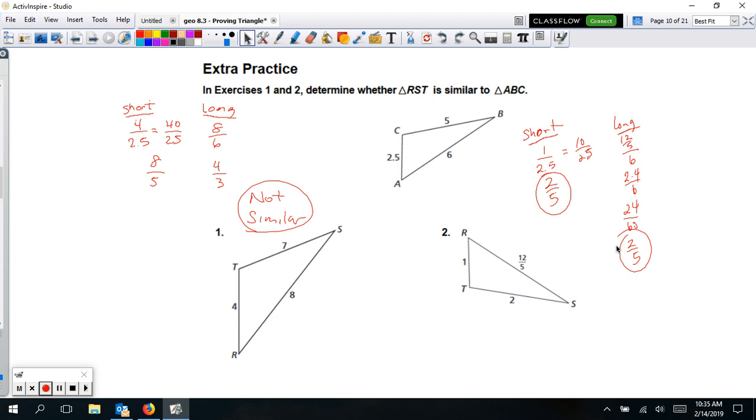So now we need to look at the remaining sides. Our remaining sides here would be the 2 on this one and the 5 on this one. Those are the ones remaining. So just 2 over 5 already is 2 fifths, the same fraction as we got here. So yes, these are similar. And so we can just write a similarity statement that triangle ABC is similar to triangle RST. So yes, they are similar.